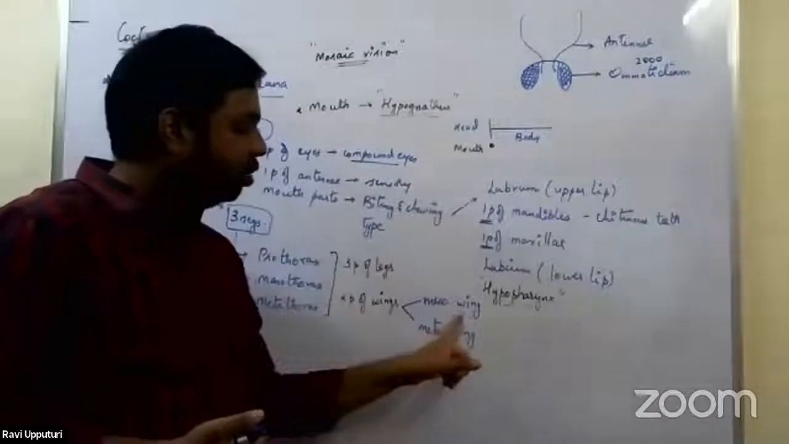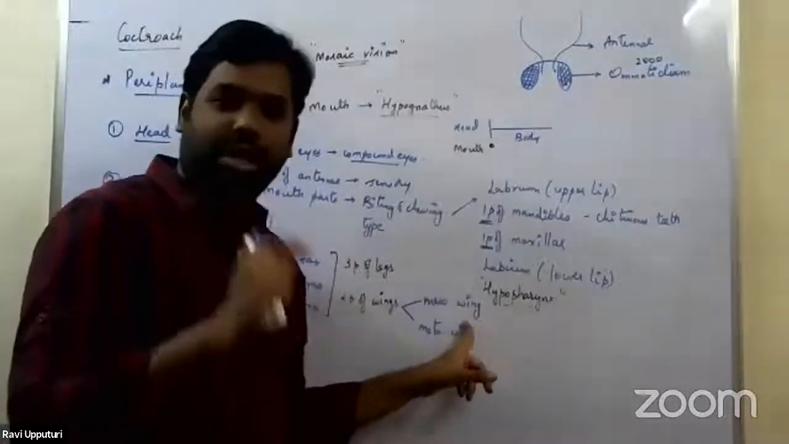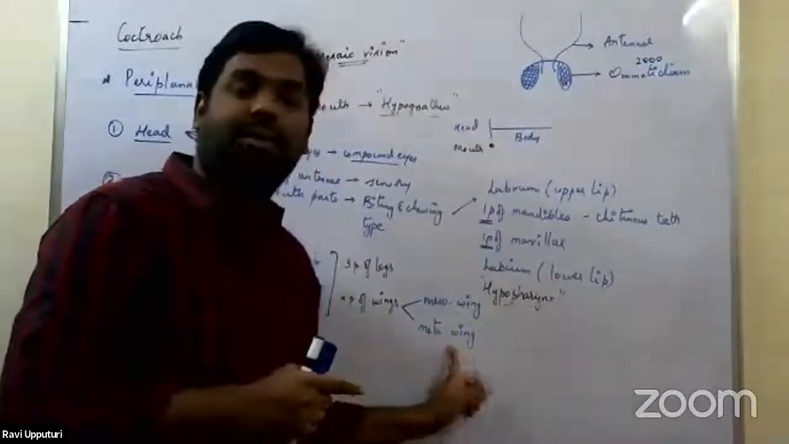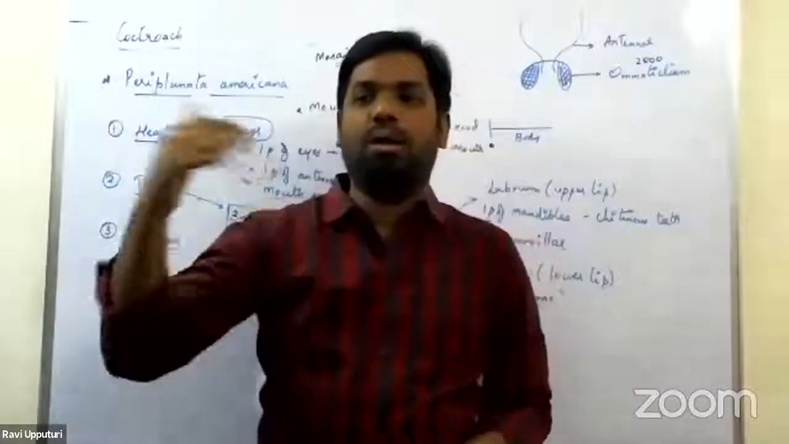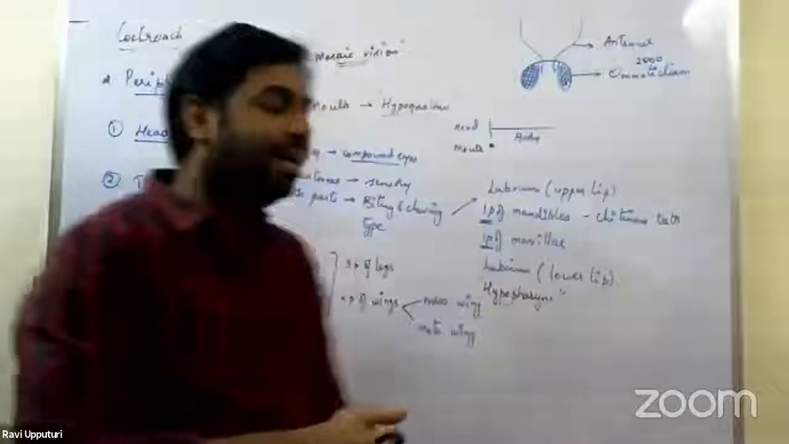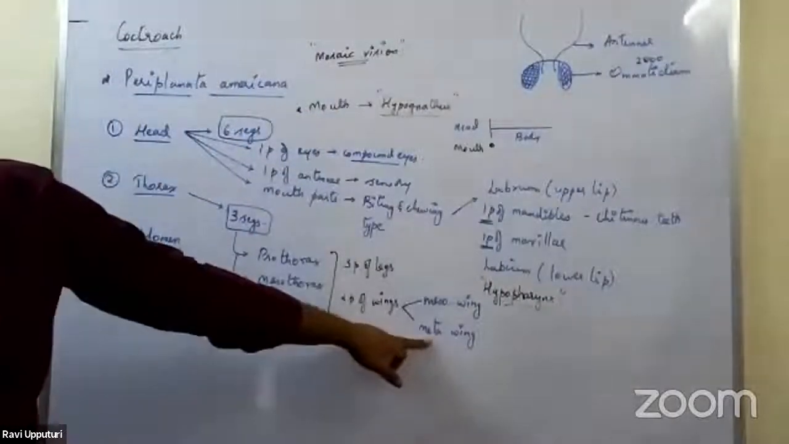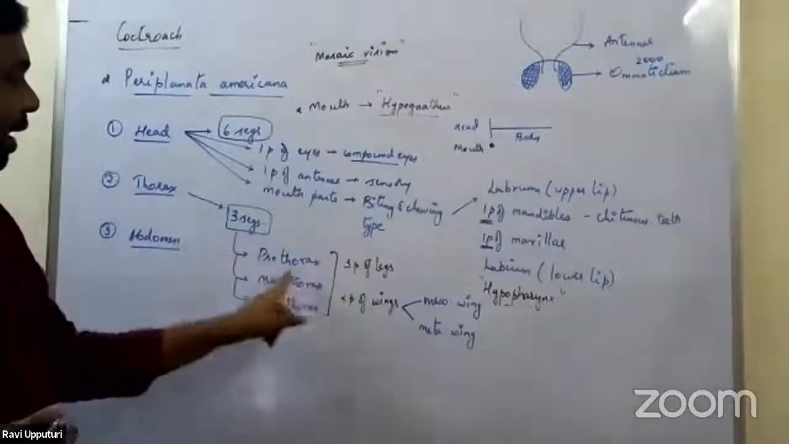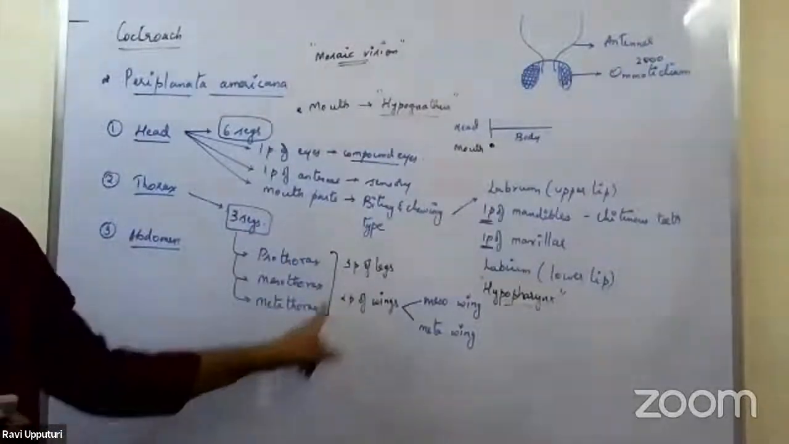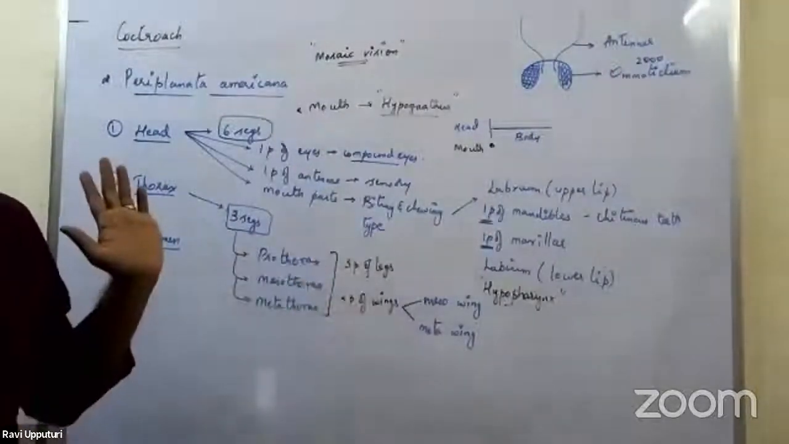It plays an important role in the flight of this organism. So the function of the mesothoracic wing is protection, and the function of the metathoracic wing is flight. Even though they don't fly for a long distance, whatever small flight they have is actually brought about by the metathoracic wings. So these are the two pairs of wings which arise from the thoracic segments, and three pairs of legs also arise from the thoracic segments.